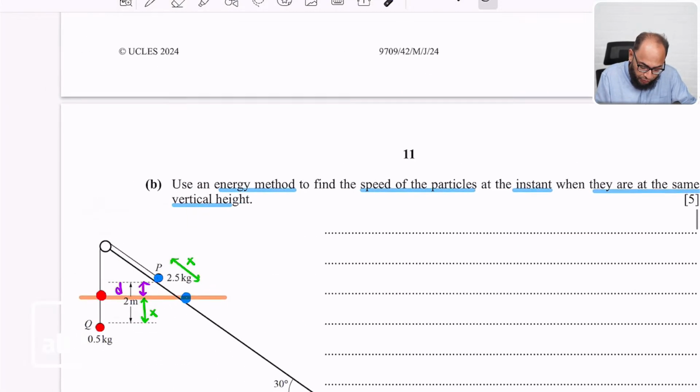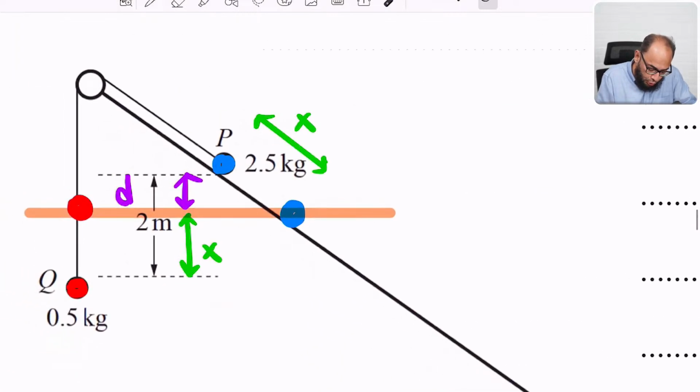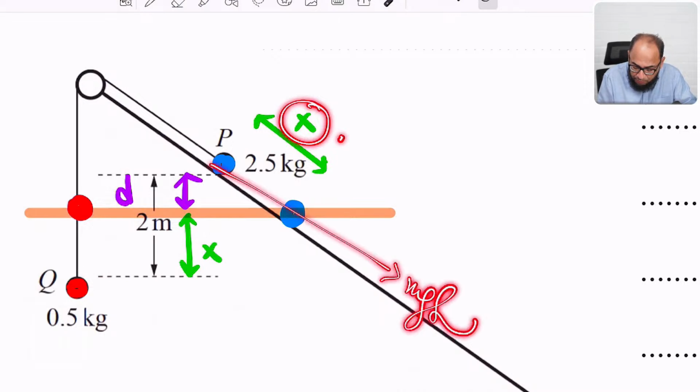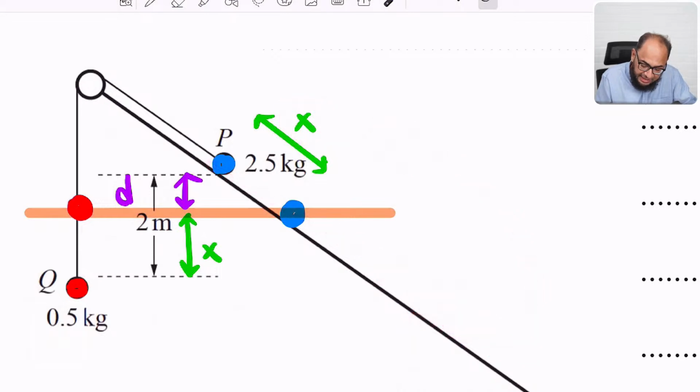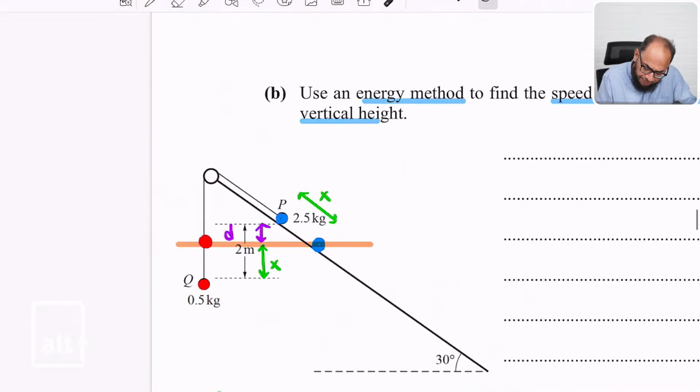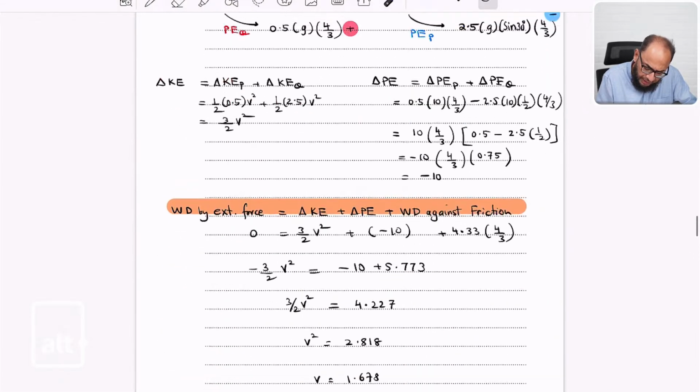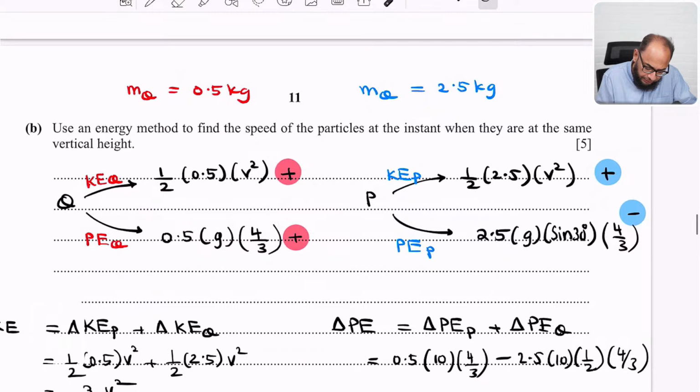So let me again focus on this one. For Q, the height is increasing by X. The speed is increasing by V. It was initially at rest. For P, the height is decreasing by X, but we will be taking the weight component, which is mg sine theta, into this X. And the speed is still increasing. So now over here, let me go back, and now look at the working.